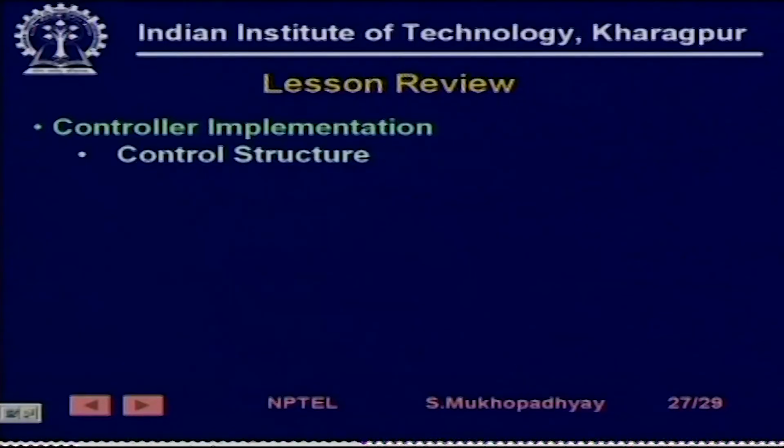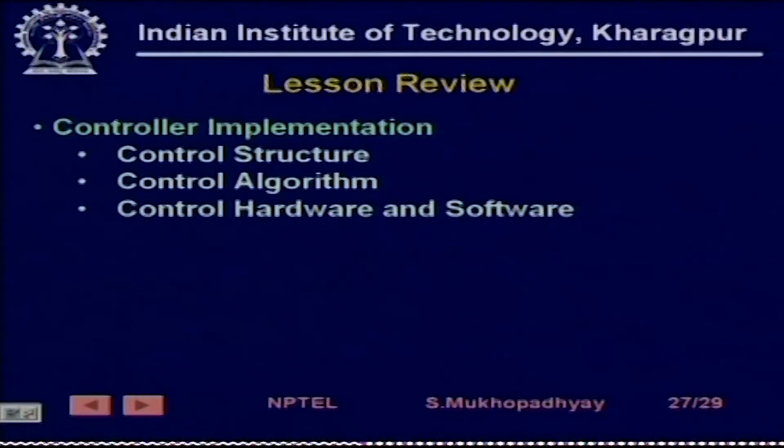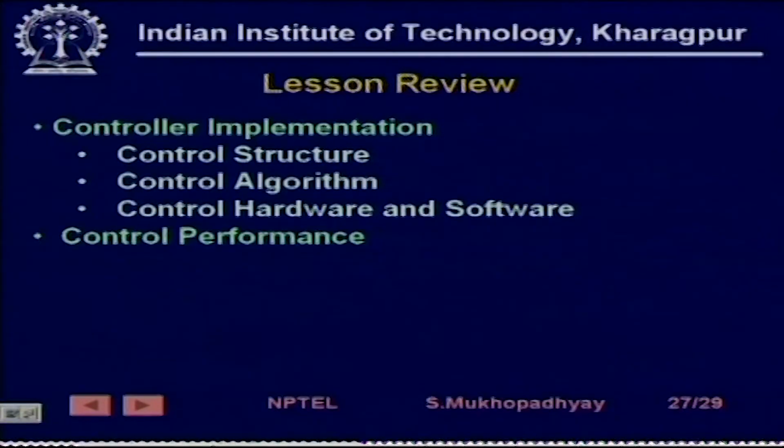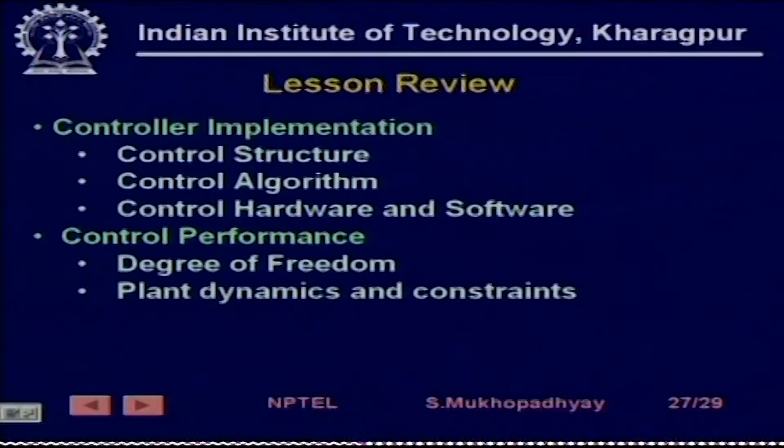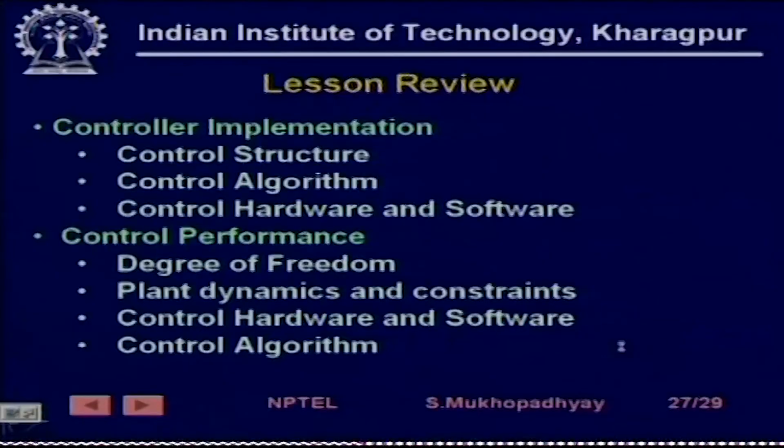So, here we have come to the review. We have reviewed controller implementation; under control structures and control algorithms, we have seen the PID equations and the control hardware and software. We have also looked at control performance and seen what kind of performance is reasonable to expect and achieve. And we have seen the various kinds of plant dynamics and constraints that can affect control performance, and the hardware and software features which will limit performance.